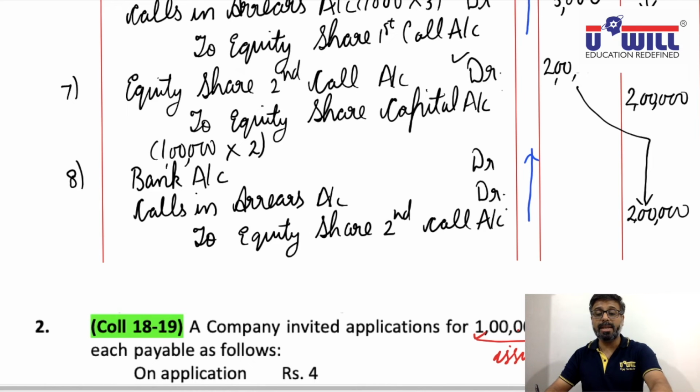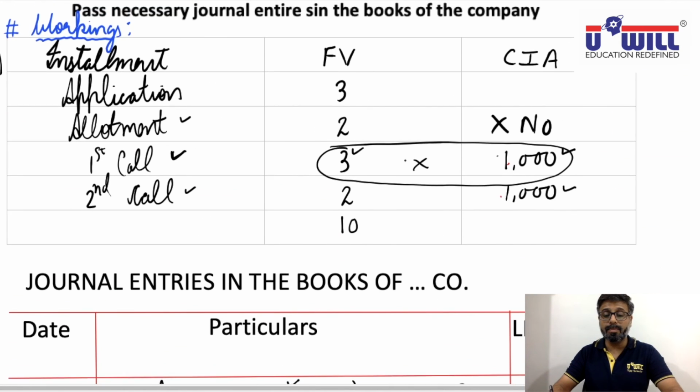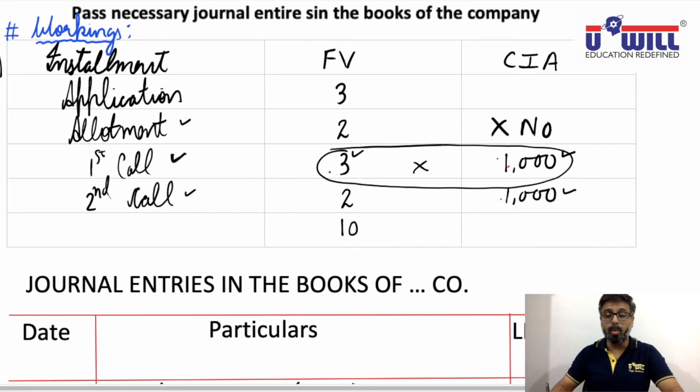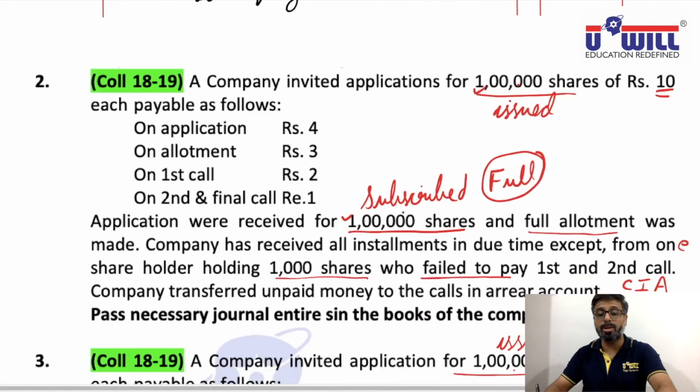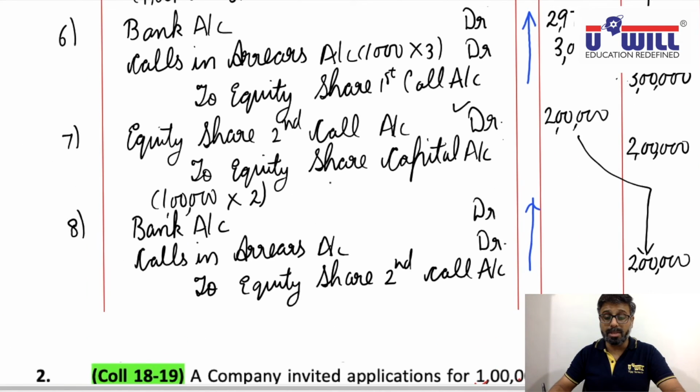Then call scenarios, straight away take the workings. 1000 into 2. What are the calls in arrears in second call? 2000 rupees. Okay. 1000 into 2, 2000 are calls in arrears. And now if you go reverse, then 2 lakhs minus 2000. What have we received? 1,98,000. Okay.